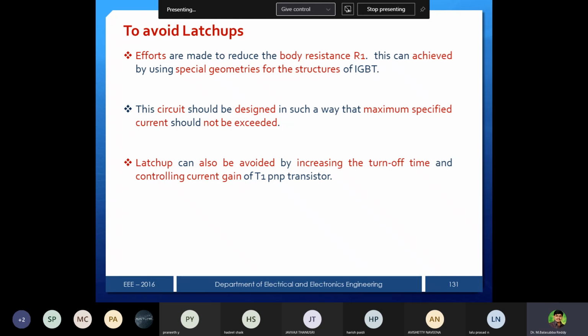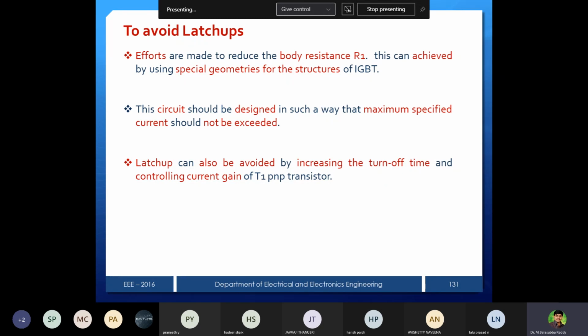So that is the problem. That's why, to overcome that, the resistance value we can reduce. So this circuit should be designed in such a way that the maximum specified current should not be exceeded. So that is what I mentioned there. If the base current exceeds the specified current, then automatically transistor 2 will be turned on.